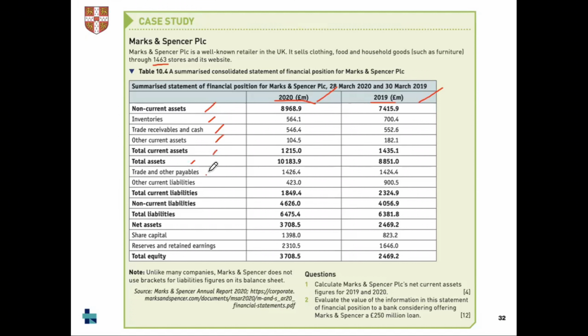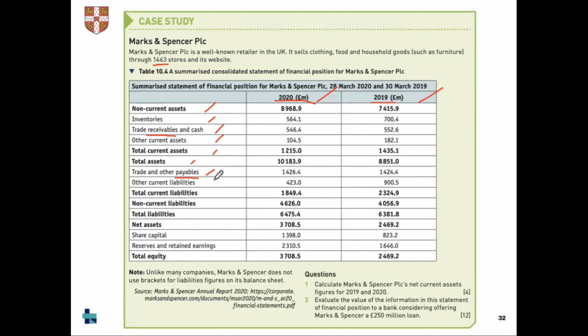So trade payables, remember, is different from the receivables. Trade payables are what we owe our creditors, so we are expected to pay. Receivables are what others owe to us. Payables is what we owe to our suppliers, our creditors. So we are expected to pay.